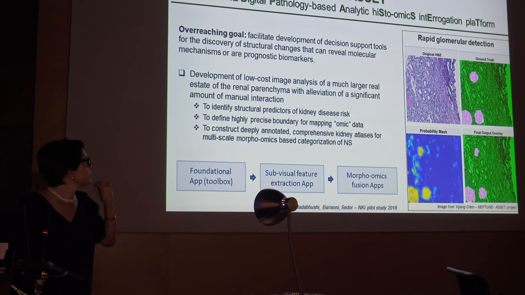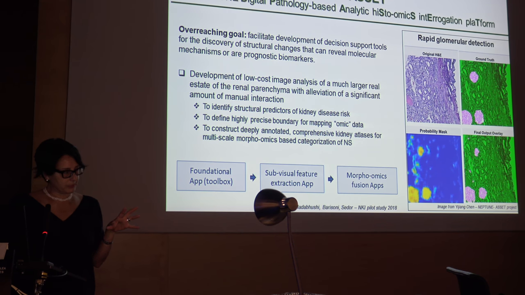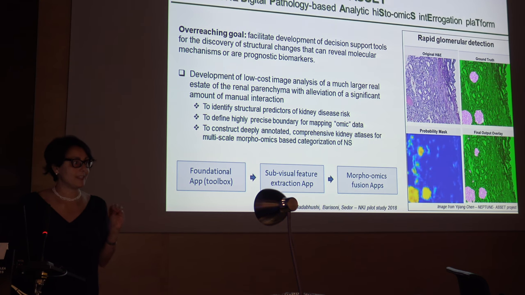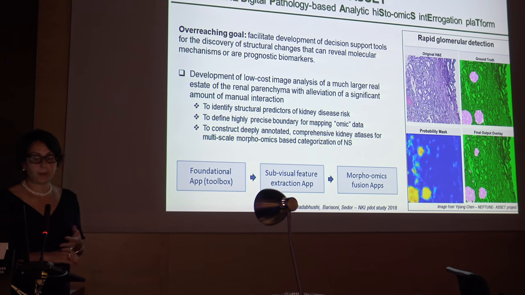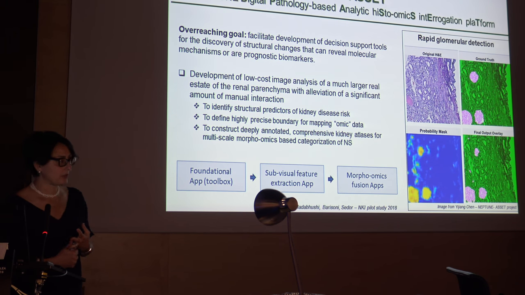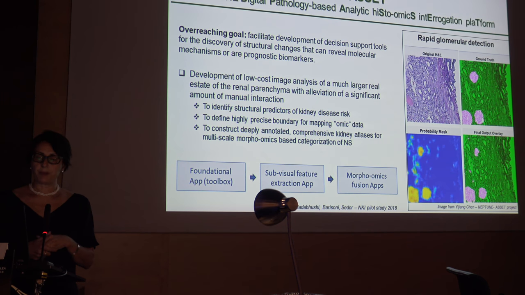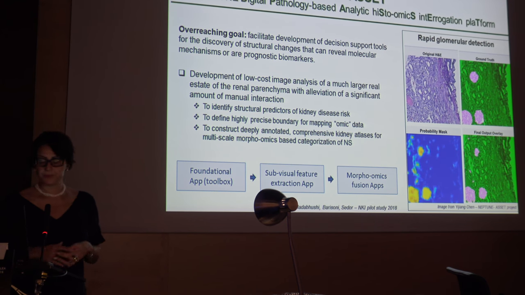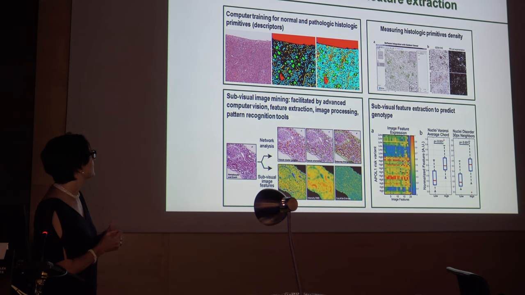But in the setting of the Neptune ASSET, what we'll create will be done in three different stages. First, we are creating a foundational toolbox, so the ability to have all the tools to recognize the individual structural changes of the glomeruli, right? That will be enriched by some visual feature extraction. And later on, it will be further enriched by morphomic fusion arms. What does it mean? Well, these are the various steps that we are taking.